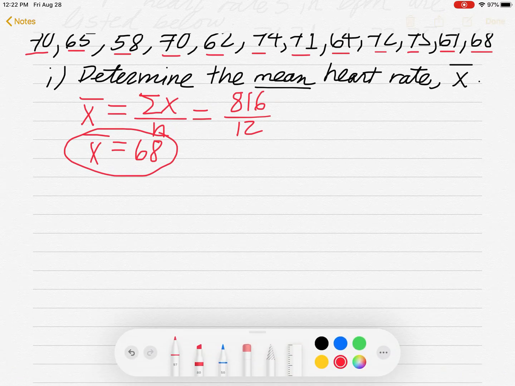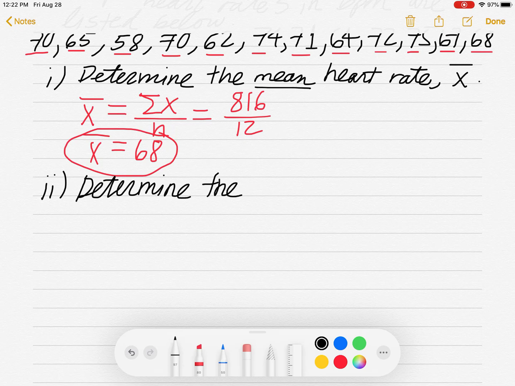All right, so the second thing we want to do is determine the variance. Remember, the variance is the average squared distance between all the data values and the mean. We call that s squared, lowercase. And remember, the units are going to be squared: beats per minute squared, right?